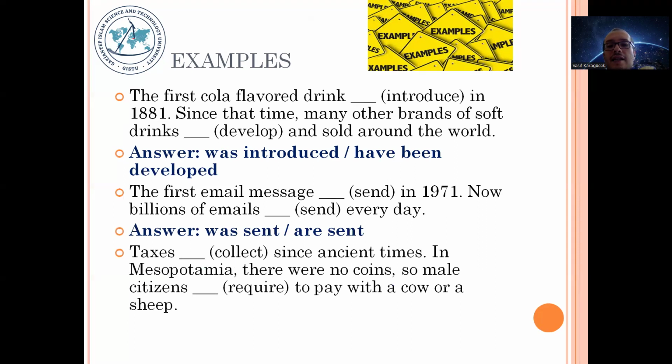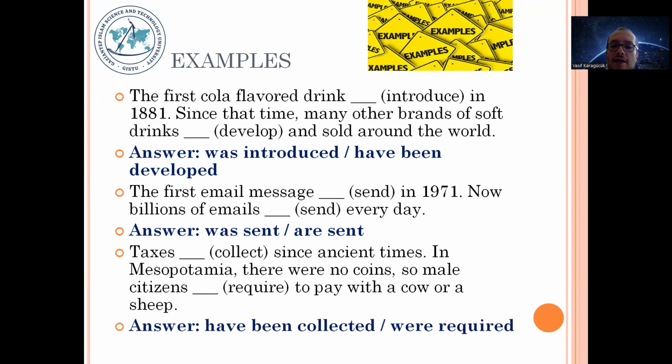Taxes, since ancient times. We have since in here, so I have to use present perfect. Let's have a look at the second sentence. In Mesopotamia, there were no coins. So, male citizens to pay with a cow or a ship, something in the past. So, the first one should be in present perfect passive, and the second one should be in past passive. So, the answer is taxes have been collected since ancient times in Mesopotamia. There were no coins, so male citizens were required to pay with a cow or a ship.